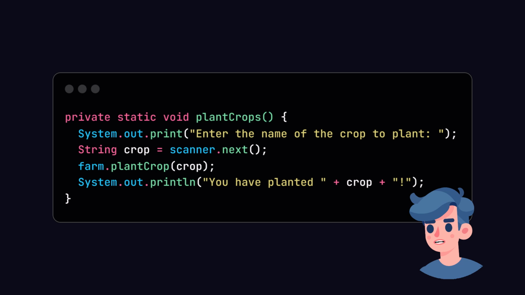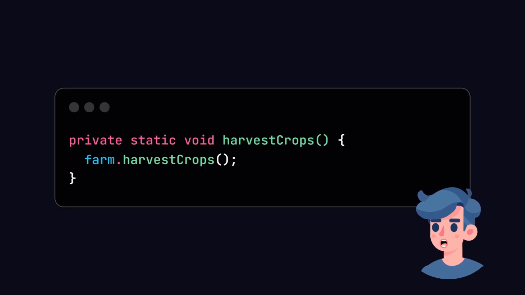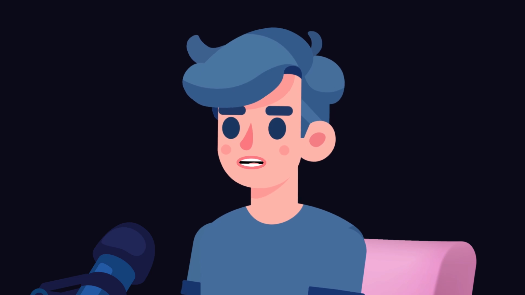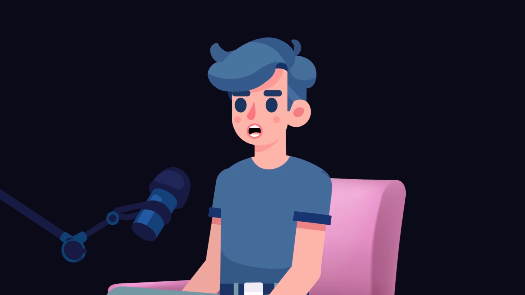Update the plantCrops method to prompt the user for the type of crop they want to plant. Similarly, update the harvestCrops method to call the farm's harvest method. Now we have a working farm where the player can plant and harvest crops using their names. Next up, we will add more features to our game, such as keeping track of the number of planted crops.